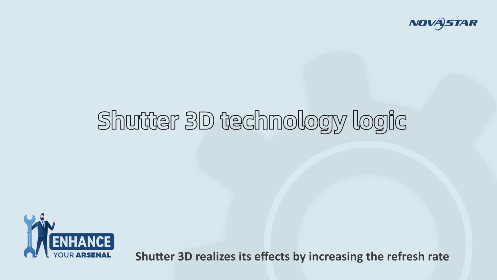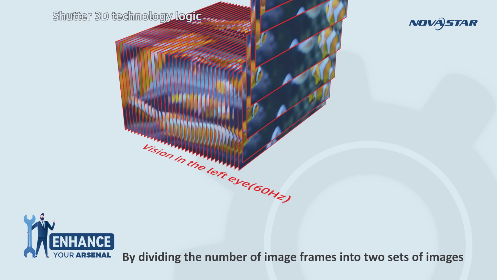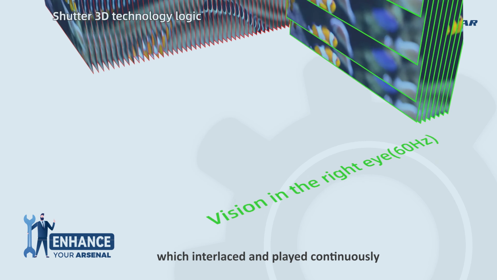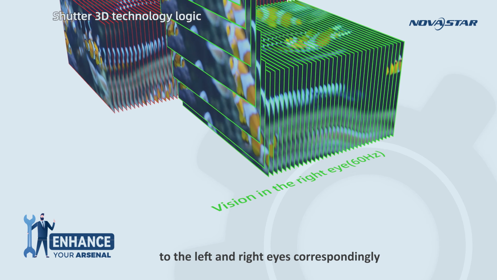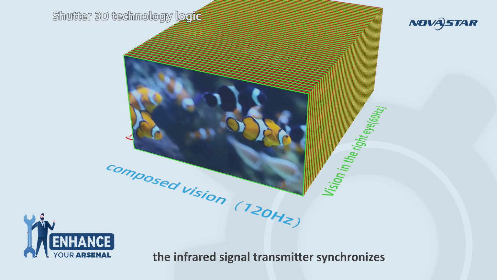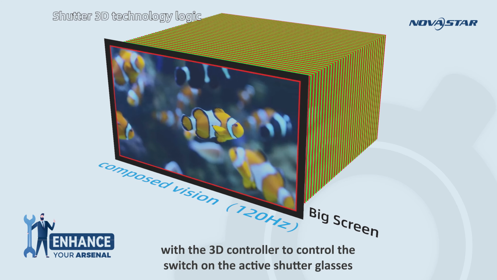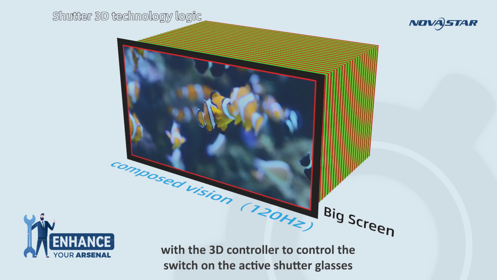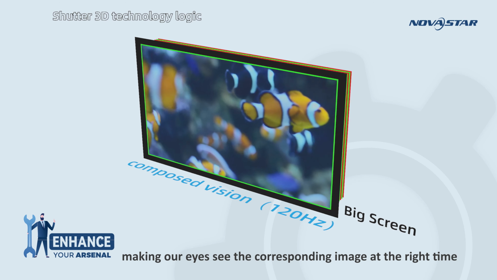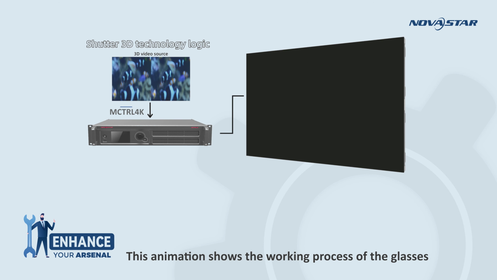Shutter 3D realizes its effects by increasing the refresh rate. By dividing the image frames into two sets of images, which are interlaced and played continuously to the left and right eyes correspondingly. In the meantime, the infrared signal transmitter synchronizes with the 3D controller to control the switch of the active shutter glasses, making our eyes see the corresponding image at the right time. This animation shows the working process of the glasses.